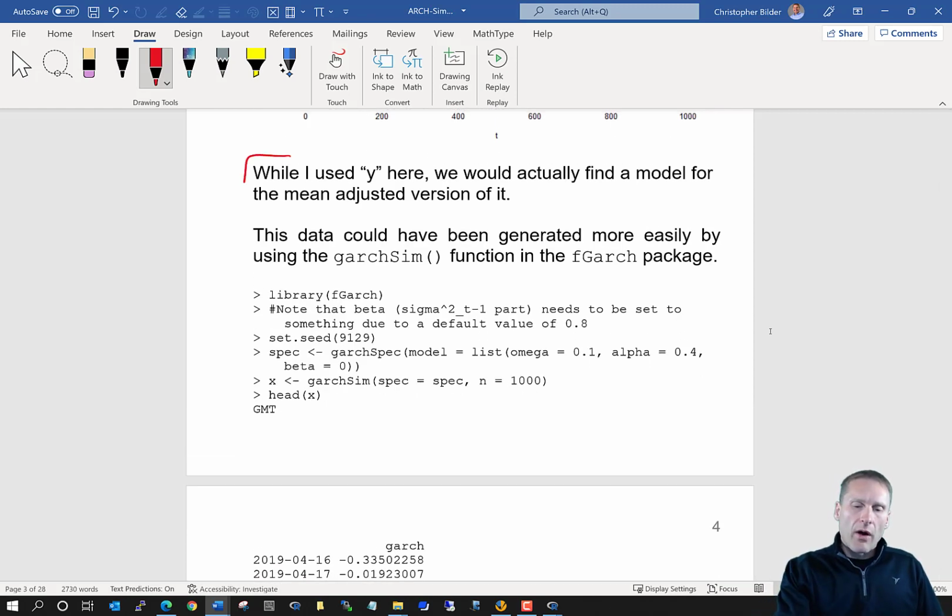Now, while I use y here to represent my data that I'm simulating, in actuality, we would still need to estimate the mean of the series, and it wouldn't be exactly equal to 0, even though the way the model is set up is for mu to be equal to 0. So in actuality, you can think of the data that I simulated as x of t, and then we would adjust it by the mean, and that would be my y sub t. Okay, so that will be one way to simulate the data.